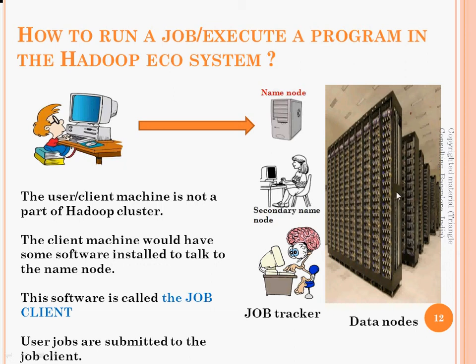So in this diagram, these are all data nodes, and these data nodes are working in the slave mode, if you recall from the first slide. And then you have the master nodes: the job tracker, the secondary name node, and the name node. These are the nodes which work in the master mode, which control many kinds of operations and tasks happening on these slave data nodes.